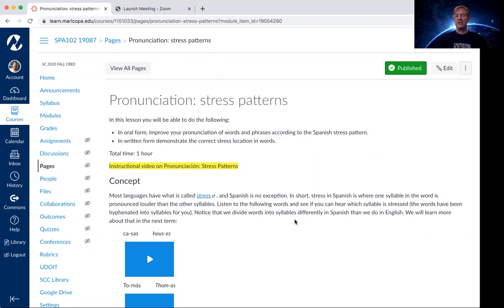In this unit, we will be looking at pronunciation stress patterns in Spanish. This is in preparation for next semester when you will learn how to write the accent mark on words and how to tell if a word needs an accent mark or not.